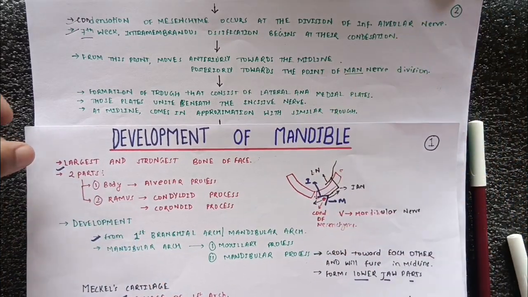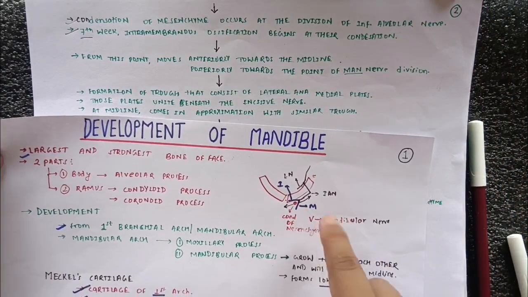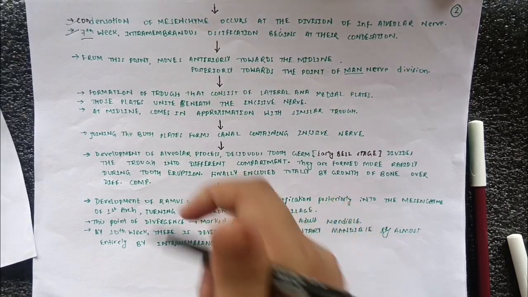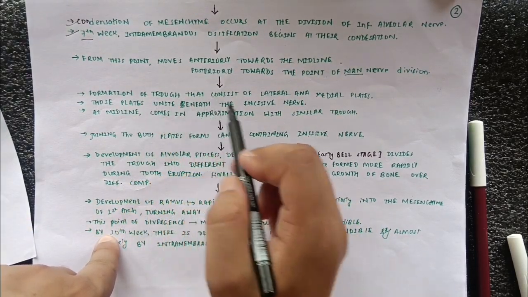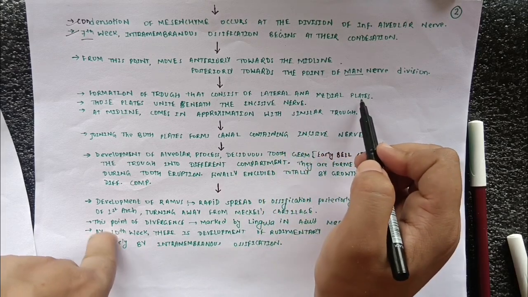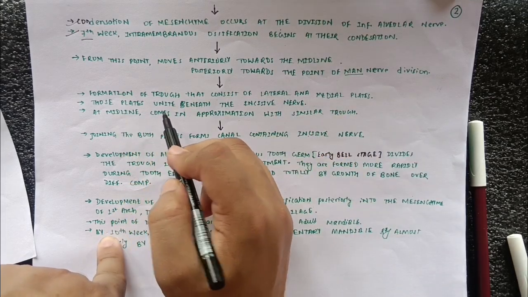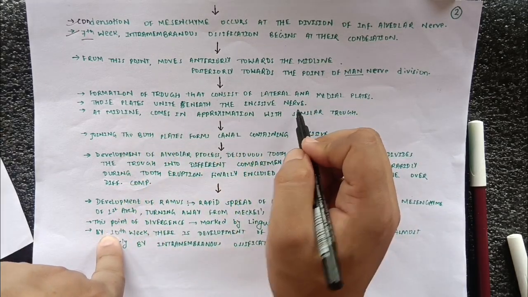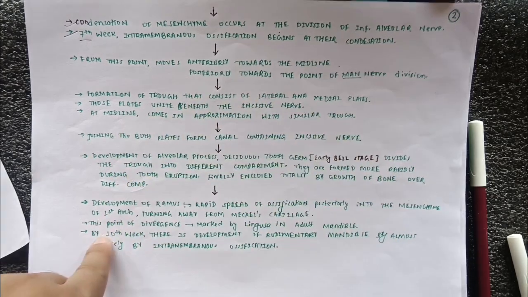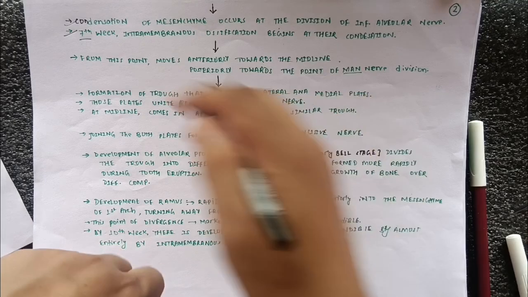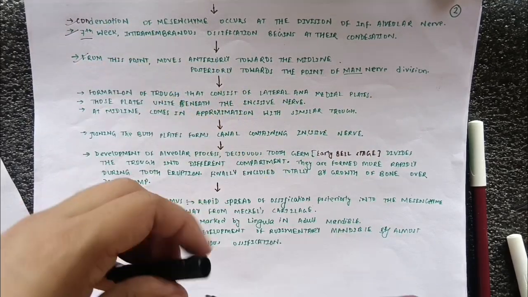After that, just remember this picture. I have written, there is a formation of a trough-like structure that consists of the lateral and the medial plates. Those plates unite beneath the incisive nerve, and at the midline they come in approximation with another similar trough. So this point wants to tell us that.